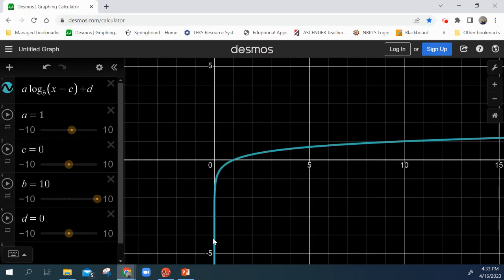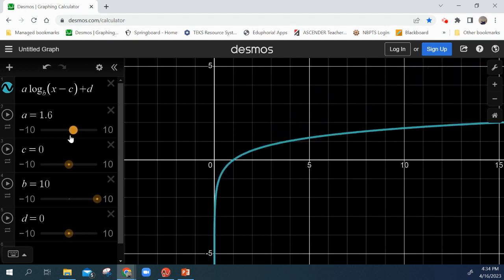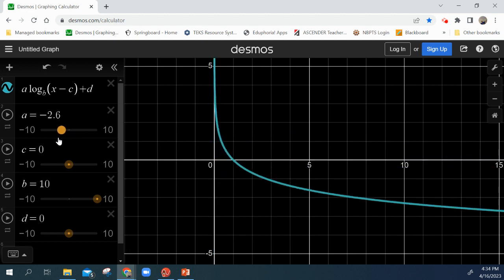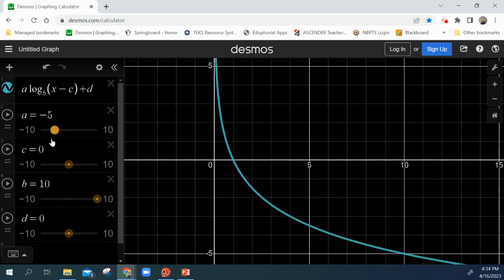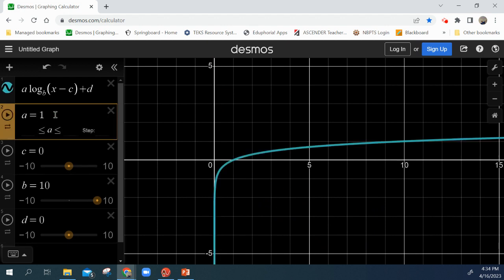Here we have just a parent logarithmic function where the base we see is equal to 10. So what we've got is log base 10, right? And when I mess with the a value, we see we have vertical stretch, or if I'm in between 0 and 1, we have vertical shrink. And if a is negative, we see we get reflected across the x-axis. Okay, so I'm going to reset that back to 1.